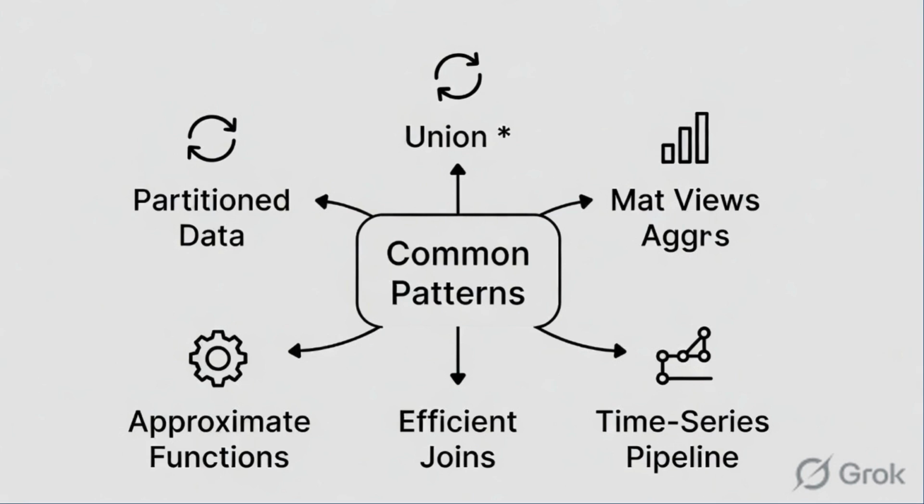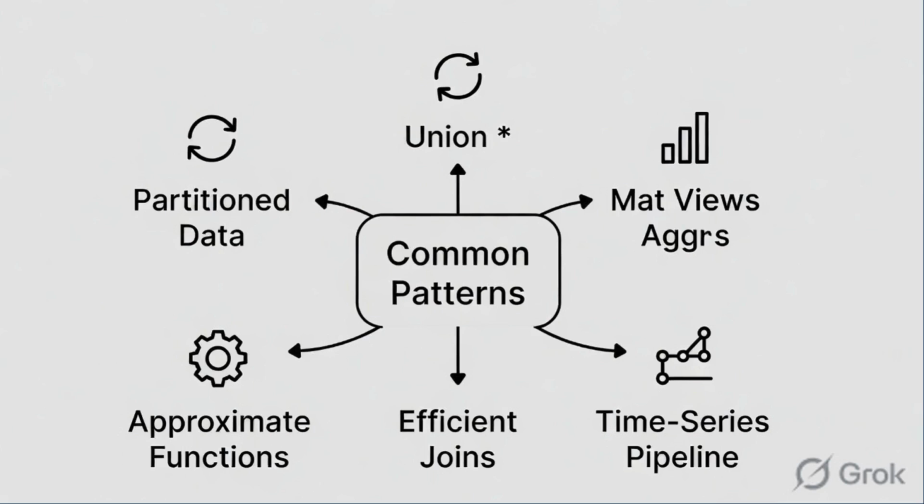Efficient joins: broadcast small dimensions, shuffle large, hint smartly, for fast enrichment without blowing up memory. Approximate functions, dcount, approximately percentile, handle billions of events with tiny error and huge savings.